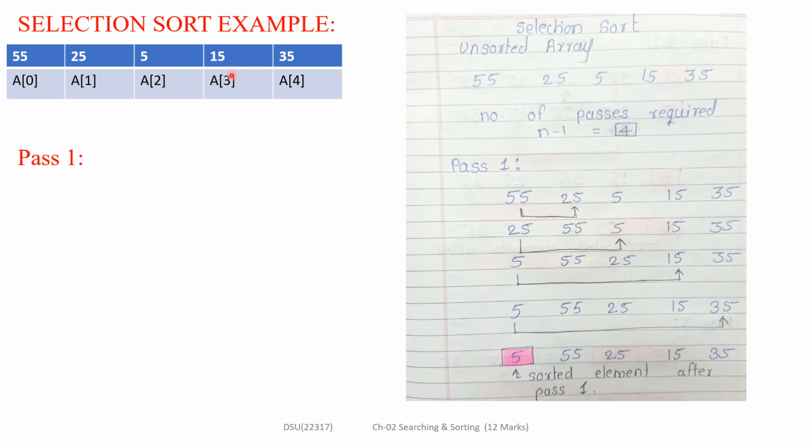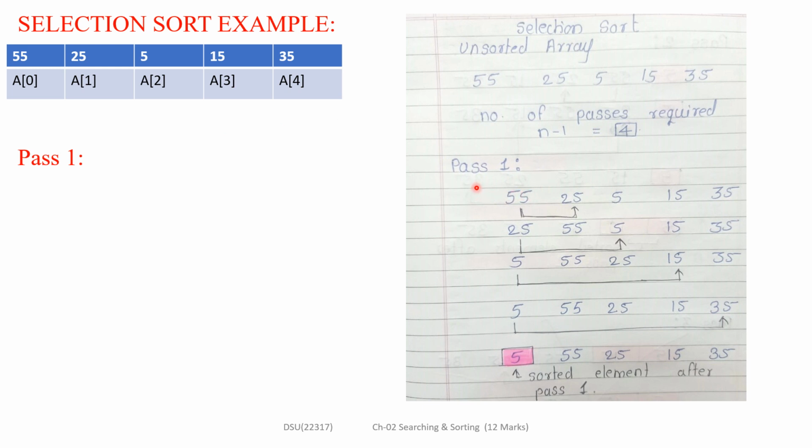Now we will see one example of selection sort. This is the unsorted array. At A[0] there is 55, at A[1] there is 25, at A[2] this is 5, at A[3] this is 15, at A[4] this is 35. This is the unsorted array. As we know, the number of passes required for the sorting algorithms is n minus 1. The total number of elements is 5, then we require 4 passes.